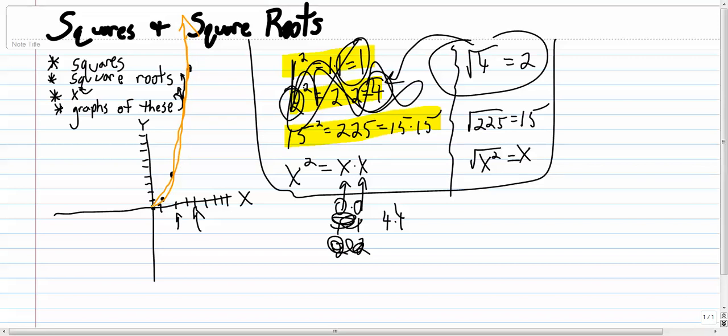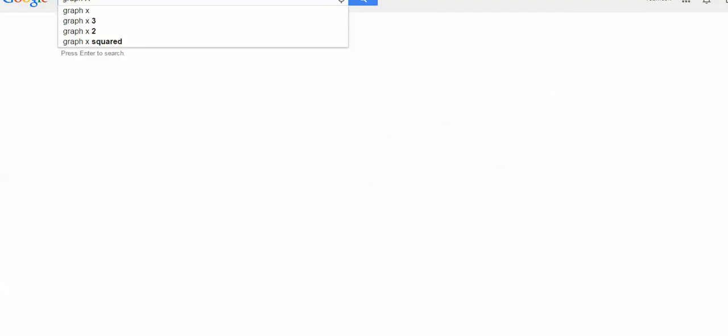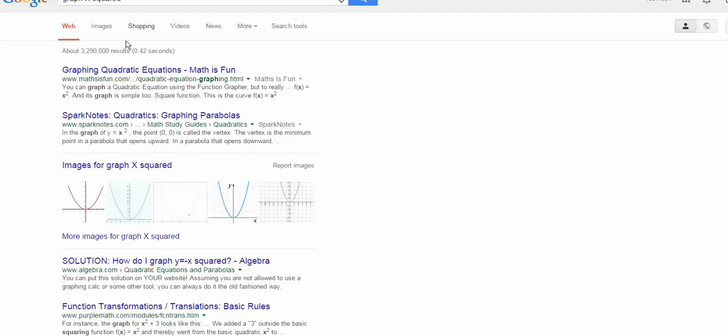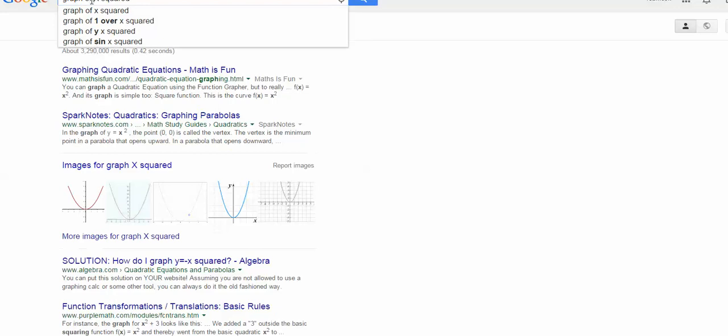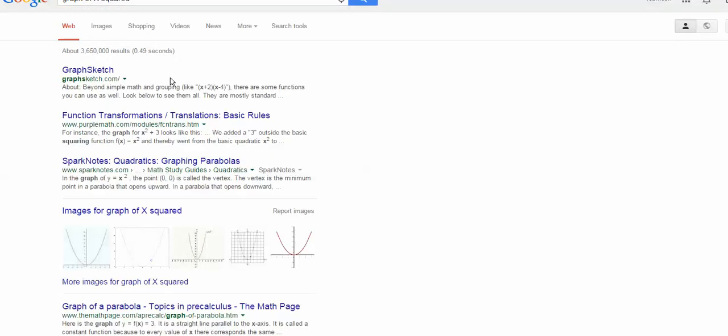But this isn't the whole thing. This isn't the whole graph of x squared, because it does something else. Let me show you. Let me get into Google here, and let me type in graph x squared. And let's see here. I thought Google would do this for me. Graph of x squared? What if I type that in?